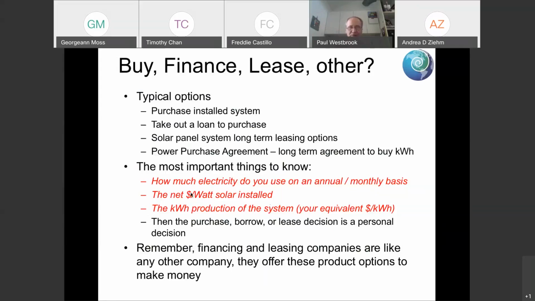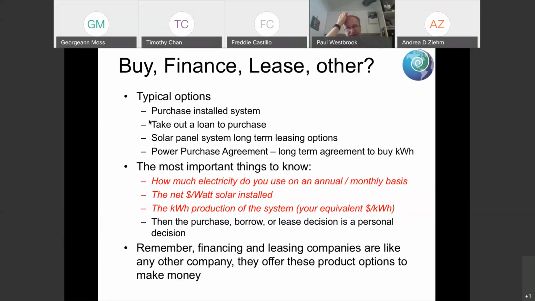You really need to know that for your average use for your house. Then you get a bid. What's the net dollars per watt for the solar installed? So after the federal tax credit and after any rebates, here's my net dollars per watt. And my example had $2 as the net one. And then of that system I'm putting in, how many kilowatt hours am I going to get? So you can see how much of your energy it's going to offset.